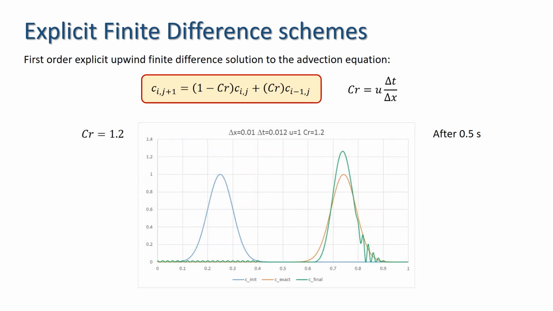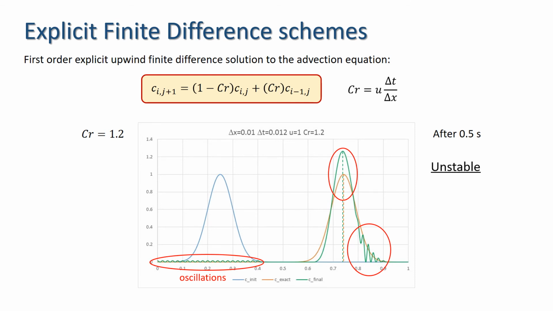In this next example, we have a Courant number of 1.2, and we get quite different behaviour. First, we can see on the left-hand side of the domain that we have small oscillations in our numerical solution, where we would expect a zero concentration. On the right-hand side, we can see larger oscillations appearing on the main distribution. Finally, we can also see that the peak of the numerical distribution is greater than and slightly to the left of the exact solution. This behaviour is a telltale sign that we have what we call an unstable solution.